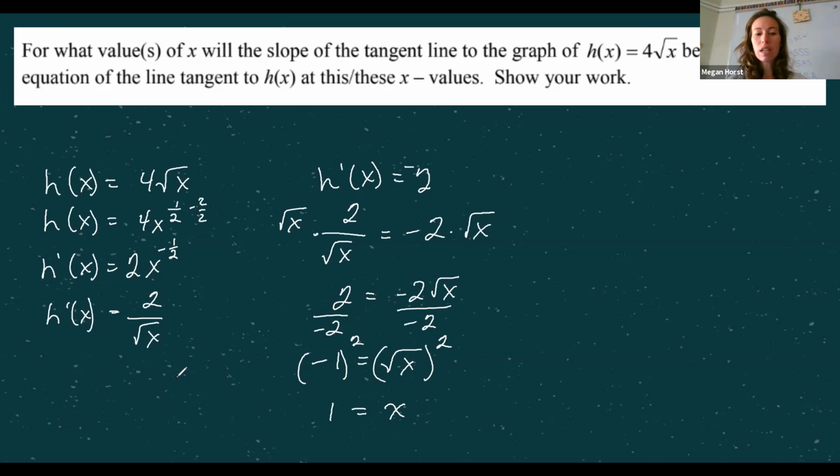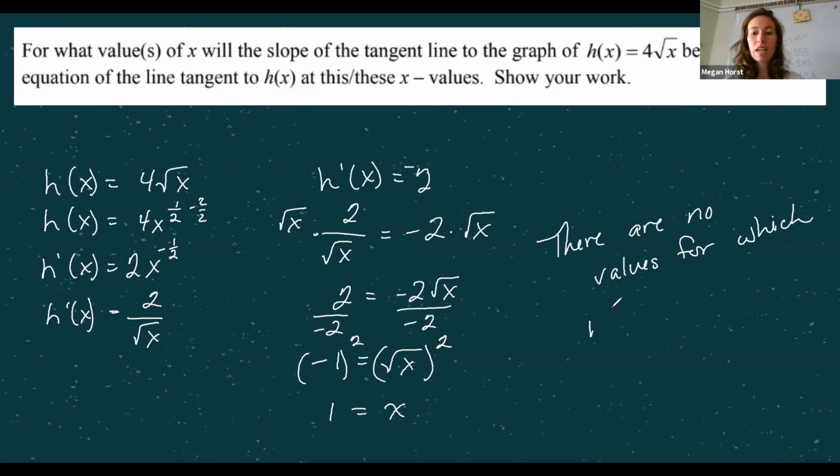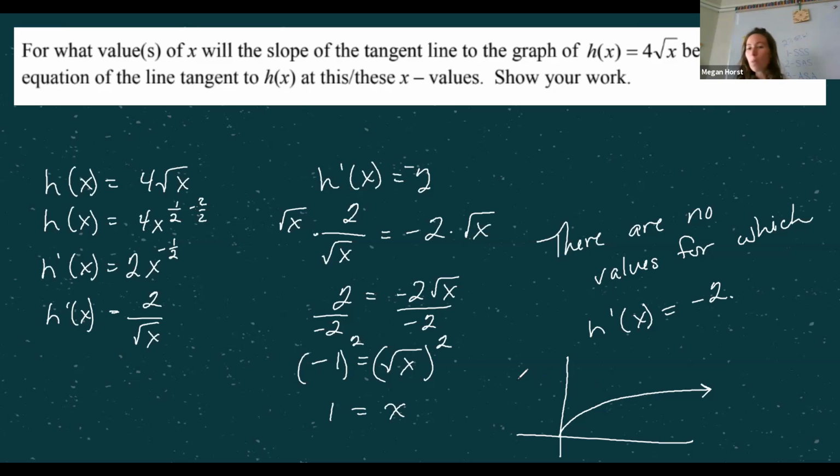But let's just go back for a second here. If I put 1 into this function, am I going to get negative 2 out? No. So in this example, there are no values for which h prime of x equals negative 2. And the reason for that, if we were to sketch this graph, this is a square root function. This function always has a positive slope. So there is no way for this to occur. So you can back that up graphically quite easily.